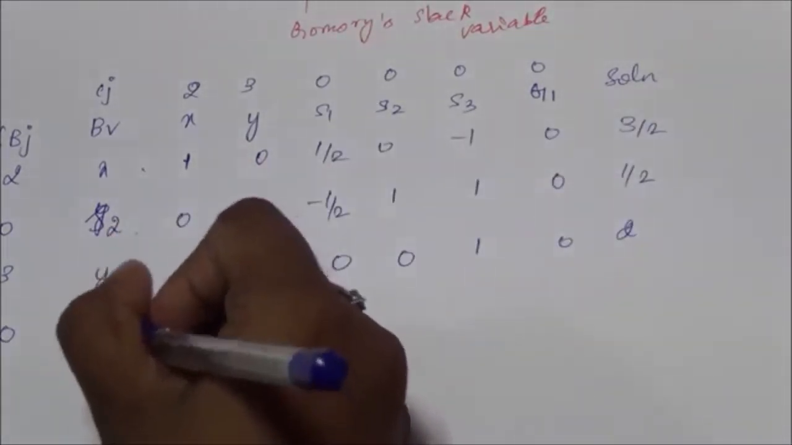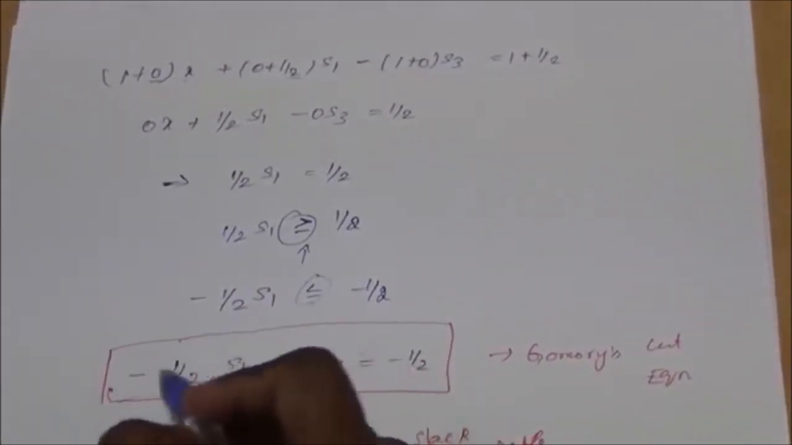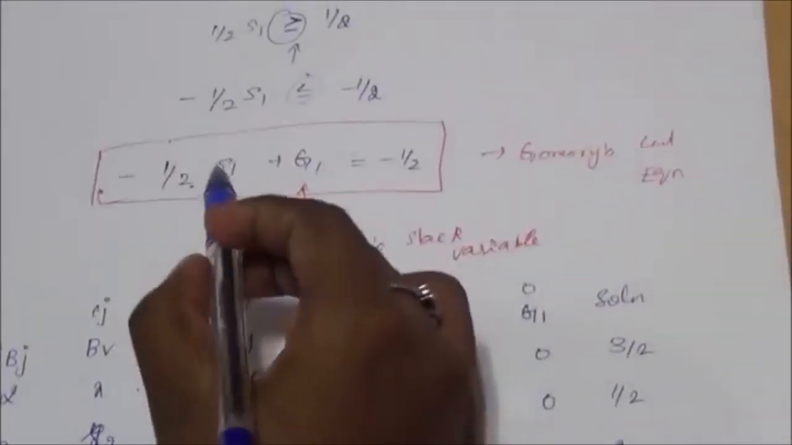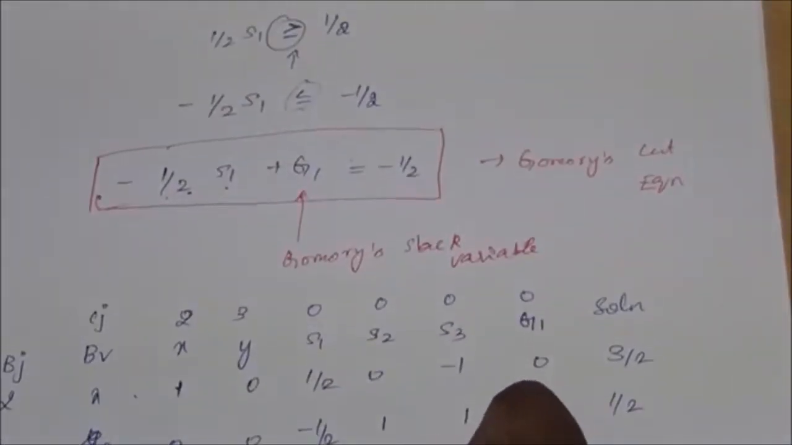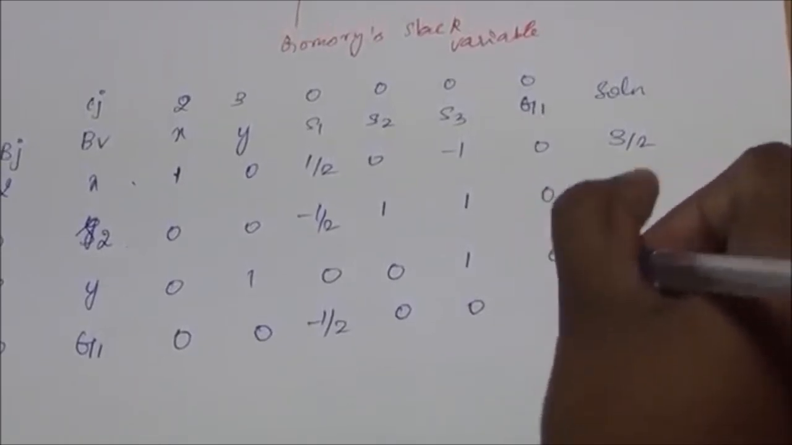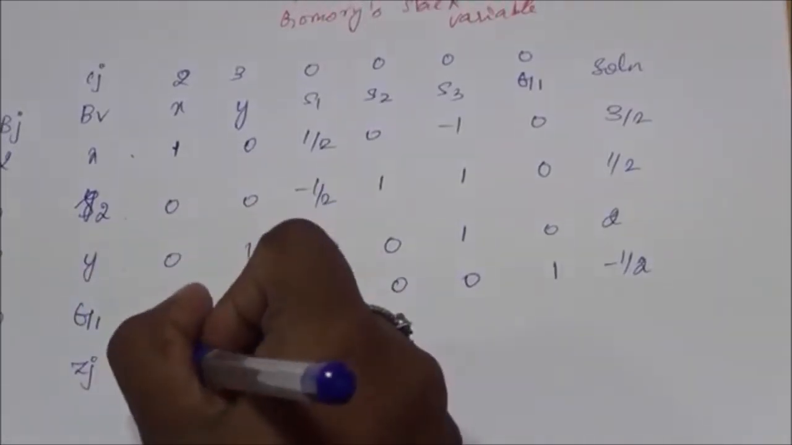For writing the g1 row values, we have to consider this equation. Here we don't find the x variable, so the coefficient is 0. For y also it is 0. We have s1, its coefficient is minus 1 by 2, which will be written here as minus 1 by 2. And s2 we don't find, so it is 0. s3 also 0. For g1 the coefficient is 1, and finally the solution is minus 1 by 2. Again we have to find the value of Zj.